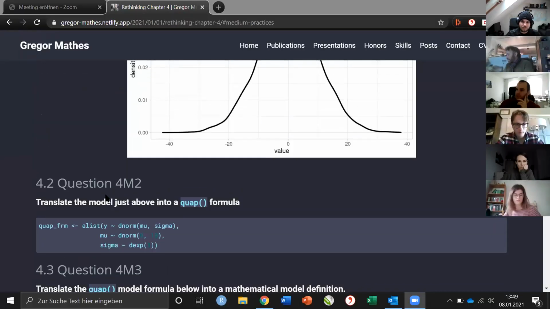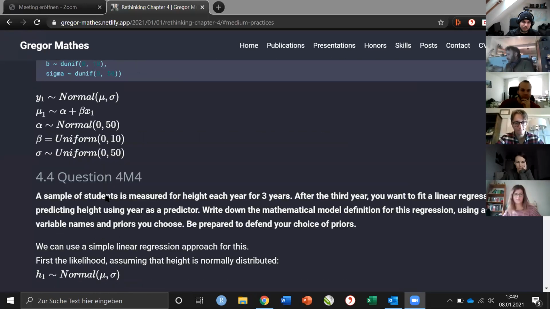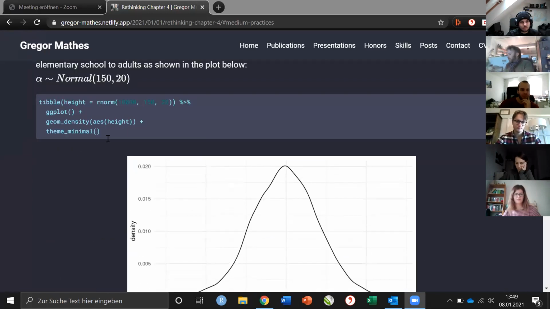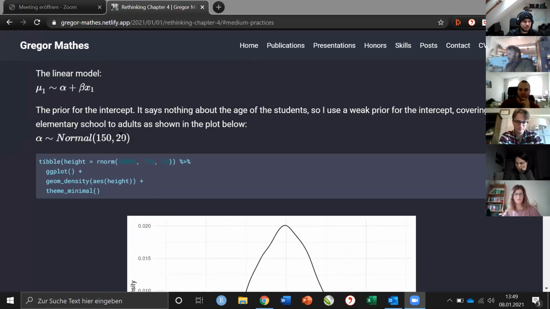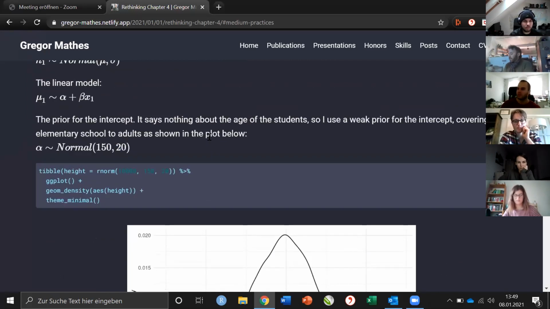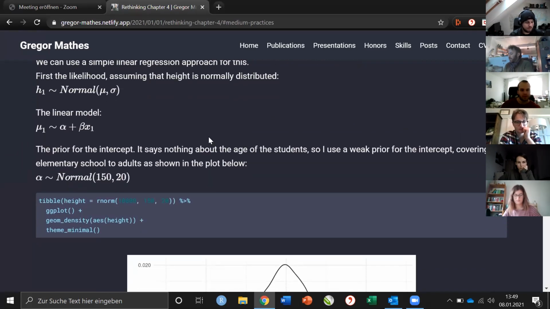So this is question 4. What I have for the prior on alpha is I have used 150 for the mean and standard deviation of 20. I should add that I've used the printed version, the book version for the 2nd edition, which is somewhat different from the online version that you've added to the folder. So that might be the reason why I have some differences in my solutions.